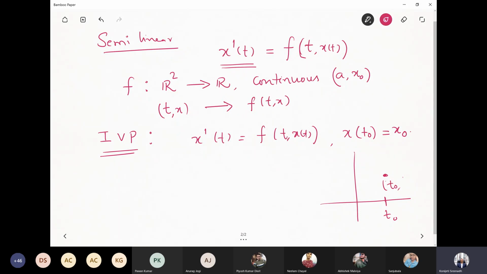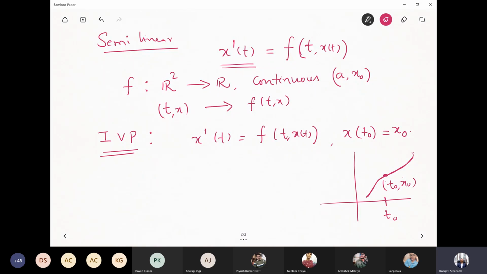So this is t naught, x naught. We are basically trying to look at a smooth curve which is passing through this point, and it satisfies the equation x prime equals f of t comma x(t). Okay, so you can't write the Taylor series. So what is the other way of doing this? Look at some equivalent formulations of this.